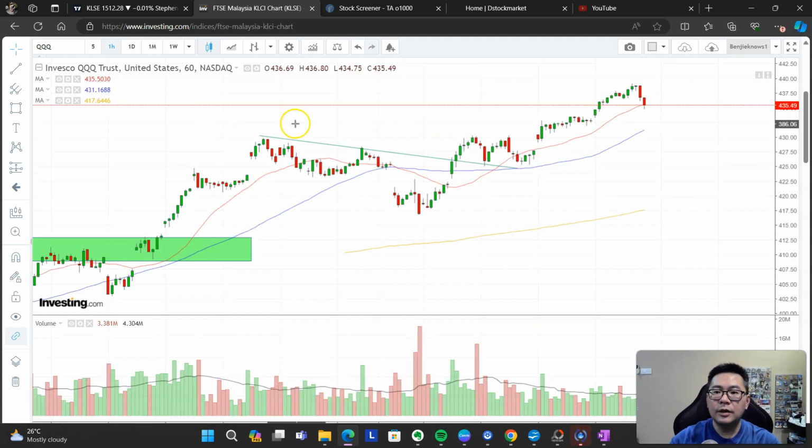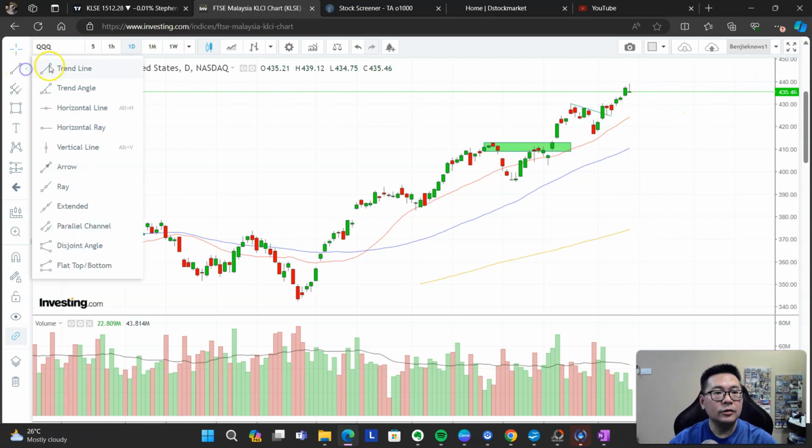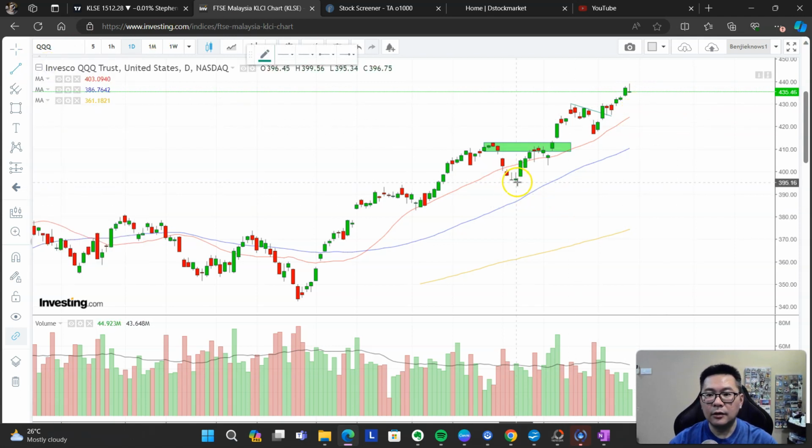About the QQQs, QQQ is still in a nice uptrend. See the rising 20 MA, rising 50 MA. We want to continue to be bullish. Maybe we can draw an uptrend line here, connecting the lows to gauge the short-term trend. So what this means is, as long as it stays above this uptrend line, we want to remain bullish bias.